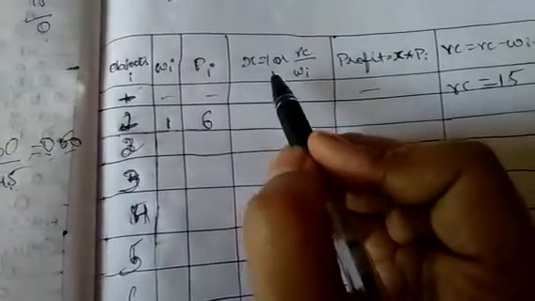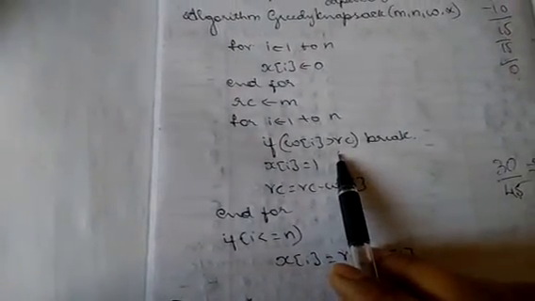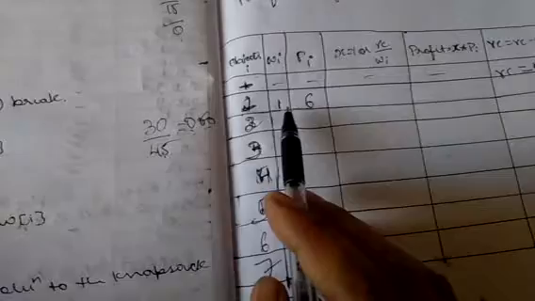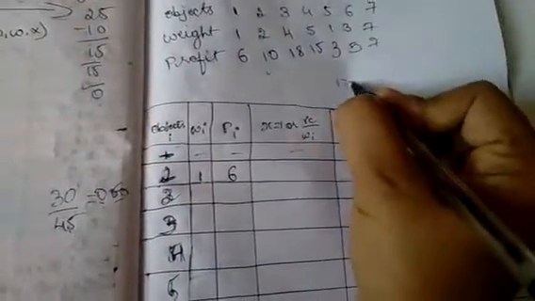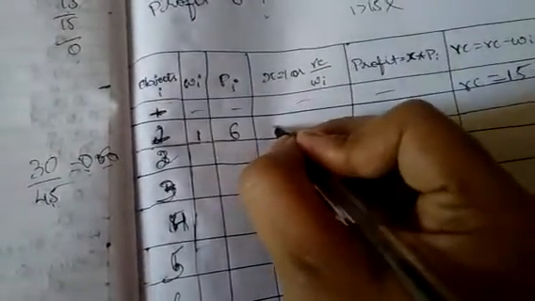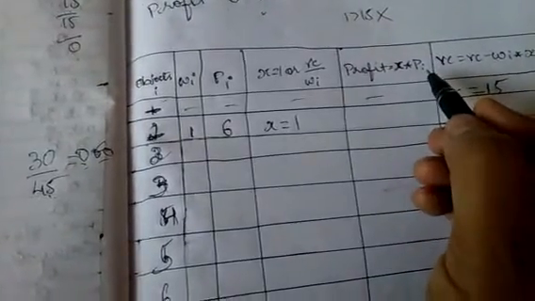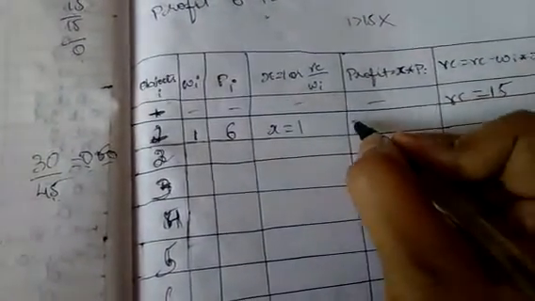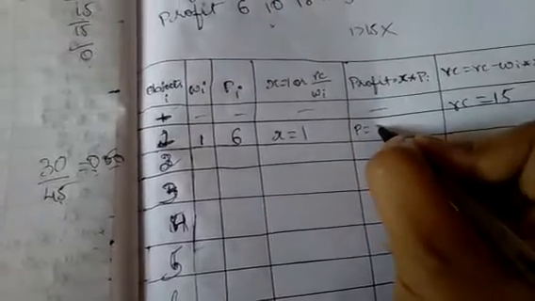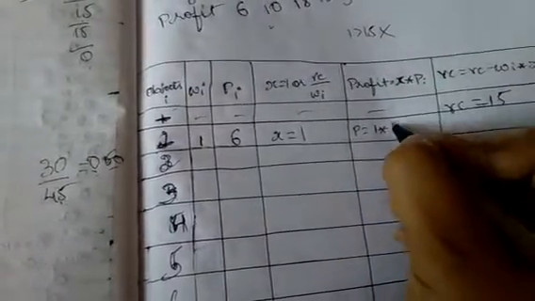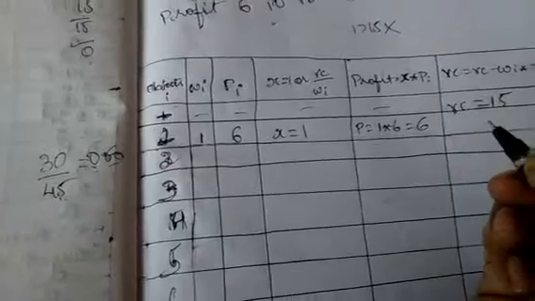Okay, how will you update this? You have to check whether weight is greater than remaining capacity. Weight is 1 and remaining capacity is 15. Is 1 greater than 15? No, the condition is false. So you have to put x is equal to 1. Then profit is equal to x into profit. That is P is equal to 1 into profit 6, that is equal to 6.